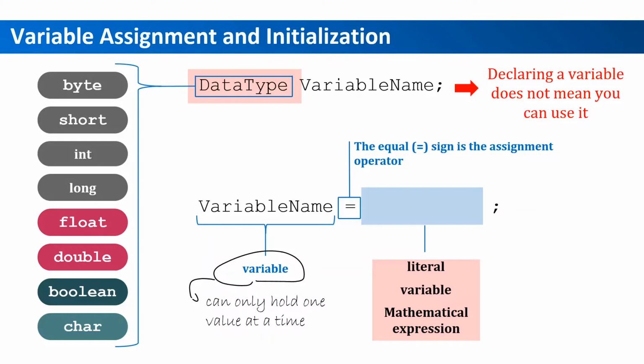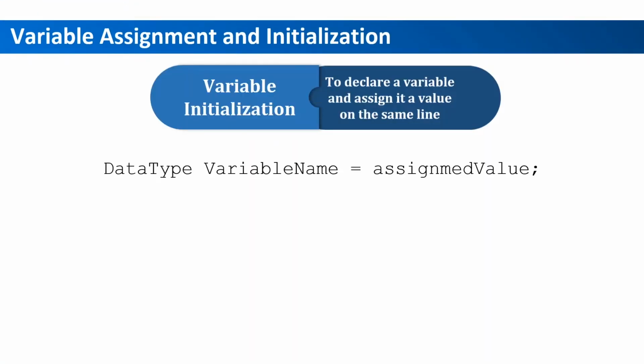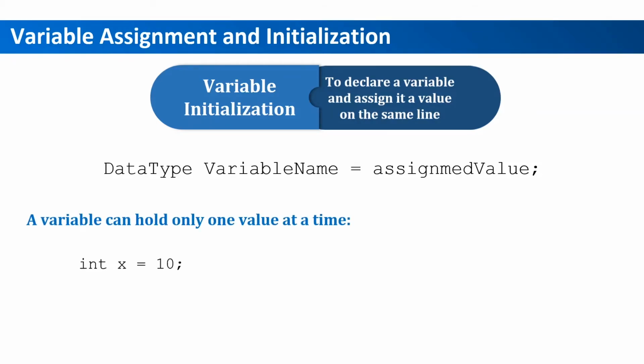Now we understand what a variable declaration and assignments are. Then what is a variable initialization? If you perform the declaration and assignment of a variable on the same line, this is referred to as variable initialization. For example, if we say int x = 10, this is called variable initialization.